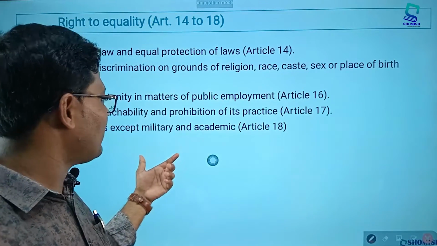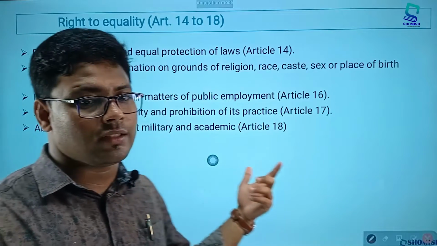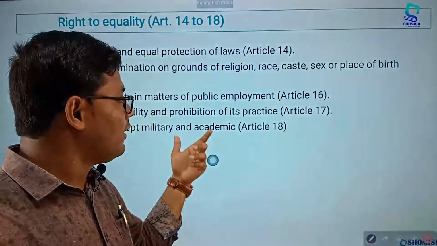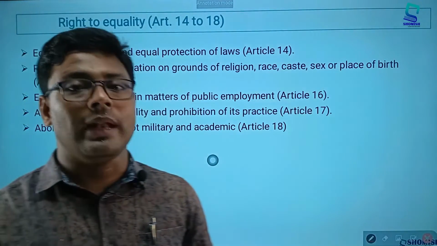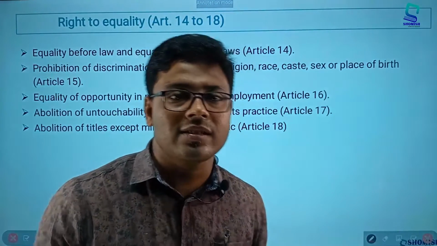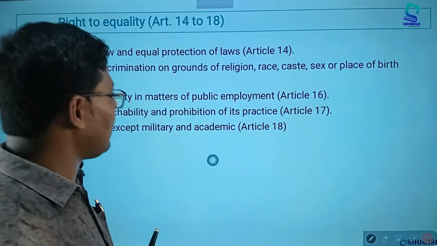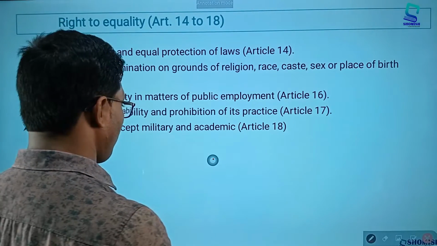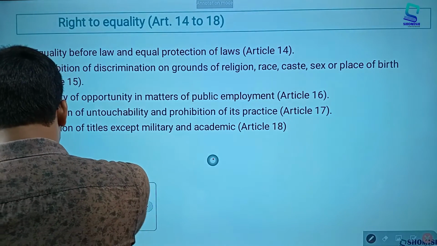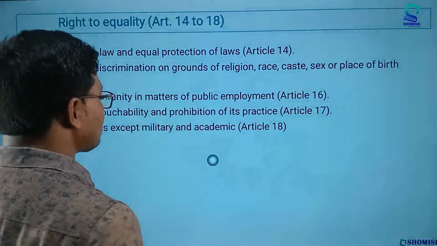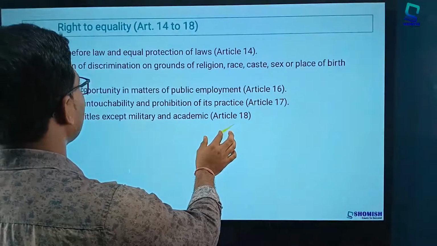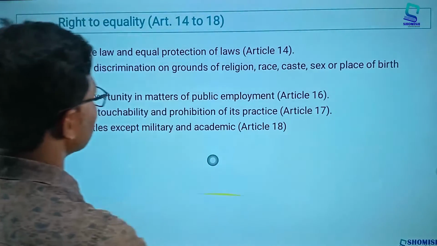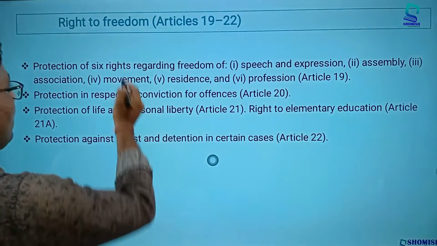In case of military awards, peacetime gallantry awards and wartime gallantry awards, Shaurya Chakra and Ashok Chakra were awarded, no? So this comes under Article 18, and this is one of the fundamental rights which comes under the right to equality. I think it is clear to everyone. The next slide is the right to freedom. It is another important slide.